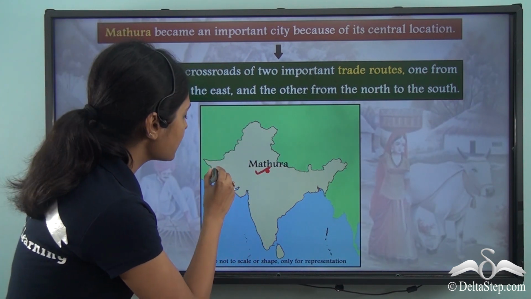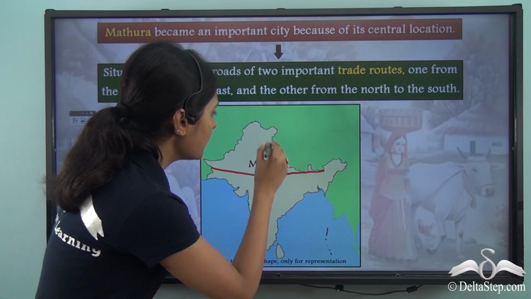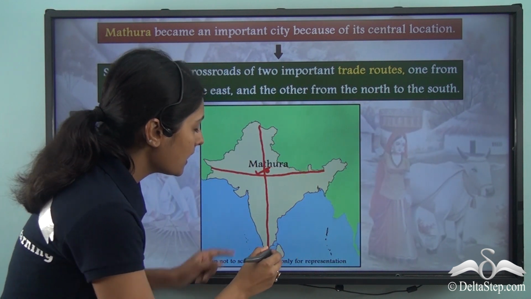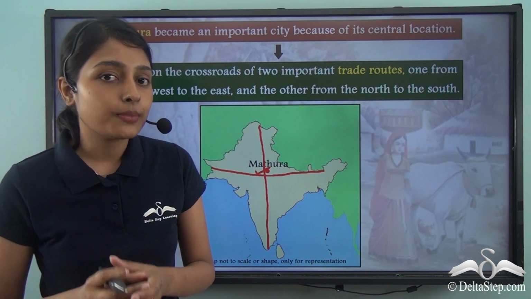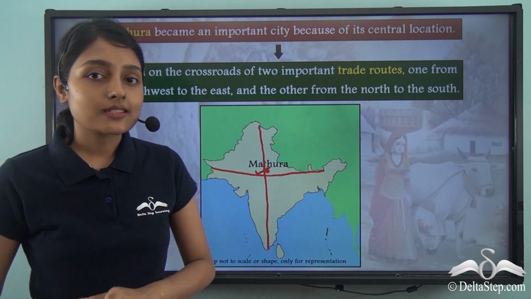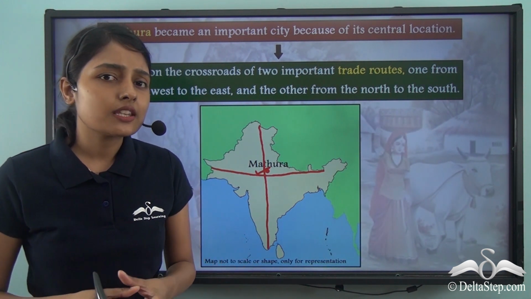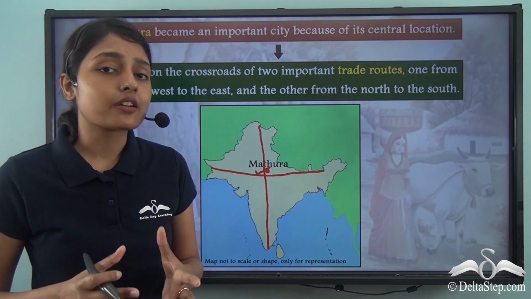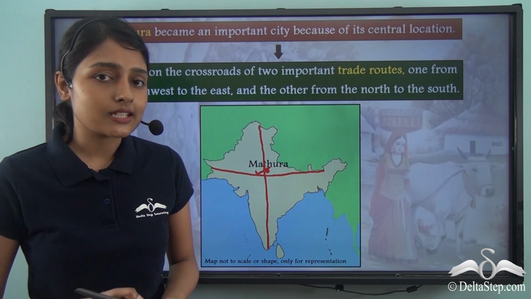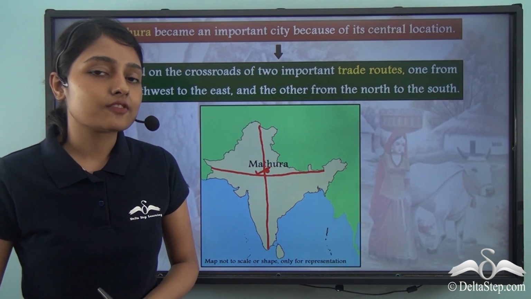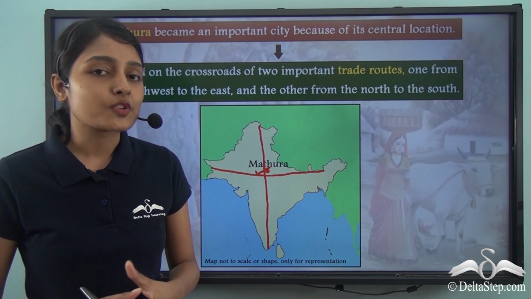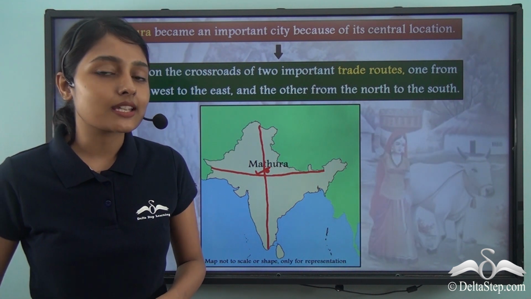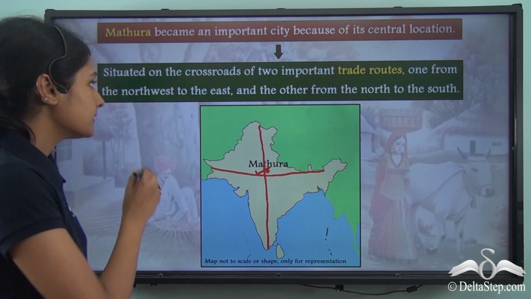So, here we can see one trade route here and another trade route here, and this crossroad was the place where Mathura was situated. And it is for this reason that economic activities, trade activities greatly flourished in this city. And this also gave the city of Mathura its prosperity and influence in the ancient times.